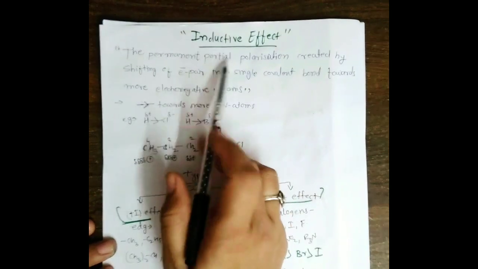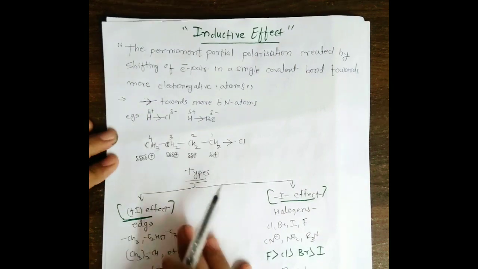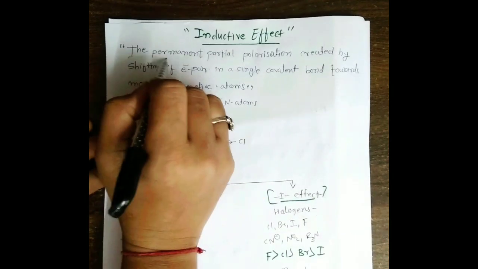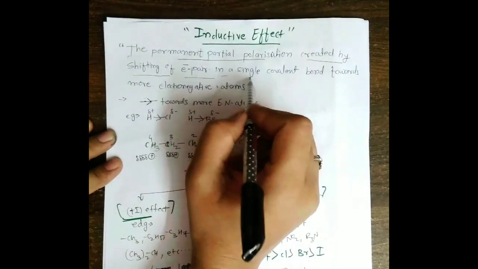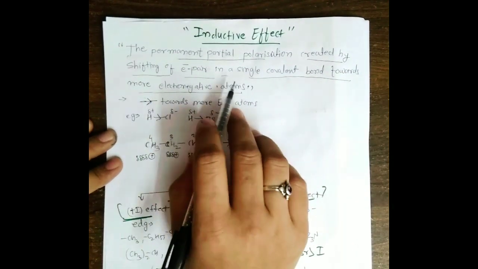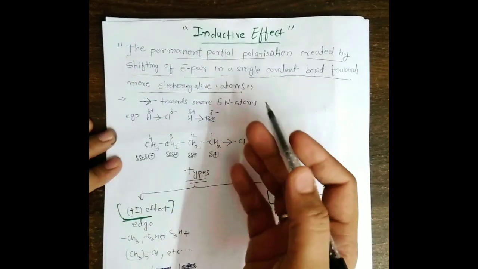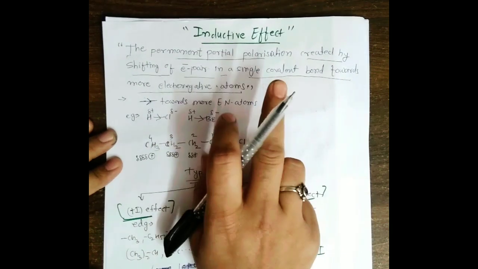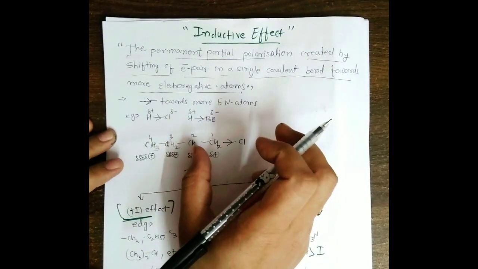So hello guys, today we are discussing the inductive effect. So what is the inductive effect? It is the permanent partial polarization created by the shifting of an electron pair in a single covalent bond towards more electronegative atoms. Means it is the partial polarization created by the shifting of electrons via a single covalent bond, that is a sigma bond, towards the more electronegative atom.